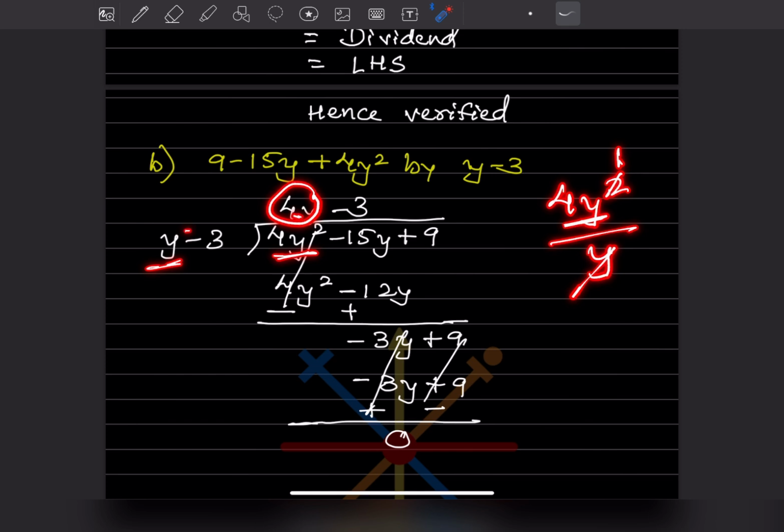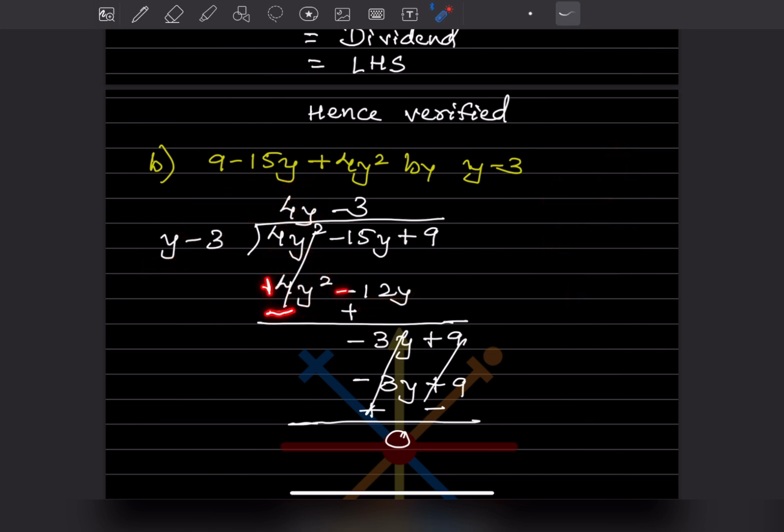And now what are you going to do? This and this is gone. That is 4y square. And now you are going to look at this and this. That is going to be minus 12y. So what happens here? Plus. So this is going to be minus. This minus becomes plus. So this gets cancelled. So now look at the new sign. So minus 15 plus 12. That is going to be minus 3. So this is going to be minus 3y.